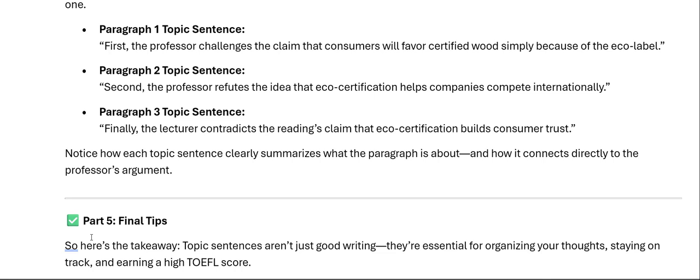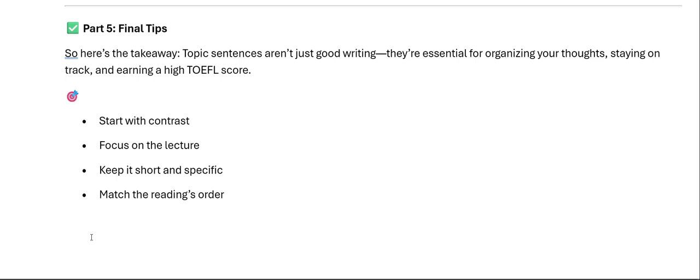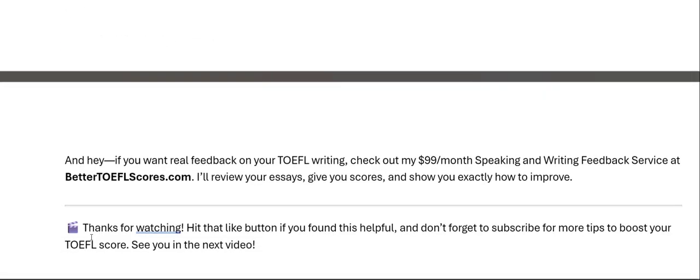So notice how the topic sentences are integrative by nature, which means they're integrating the most important point from the reading with the most important point from the lecture. And that's exactly what the TOEFL iBT human raters are looking for. So let's take a look at some final tips. Topic sentences aren't just good writing, they're essential for organizing your thoughts, staying on track, and earning a high TOEFL score. Start with a contrast, focus on the lecture, keep it short and specific, and match the reading's order.